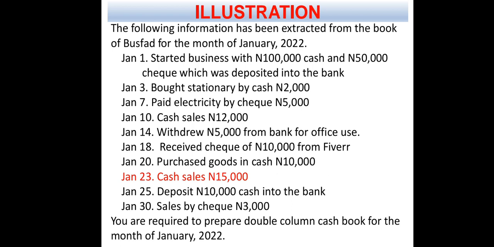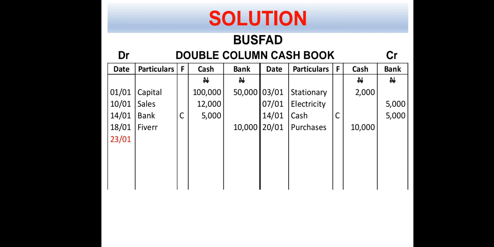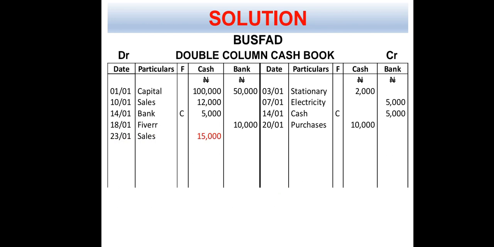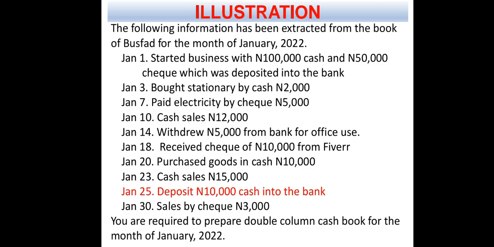This time around, we are receiving cash, which means the cash book will be debited under the cash account. So 23rd of January, sales 15,000 naira under the cash. January 25, deposit 10,000 naira cash into the bank, just like the one we discussed earlier.